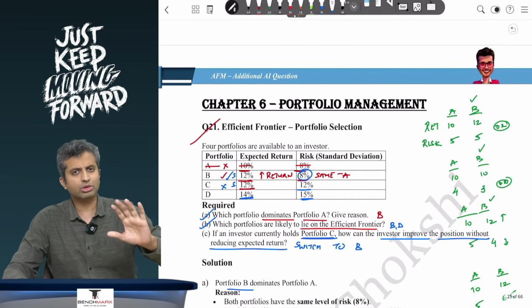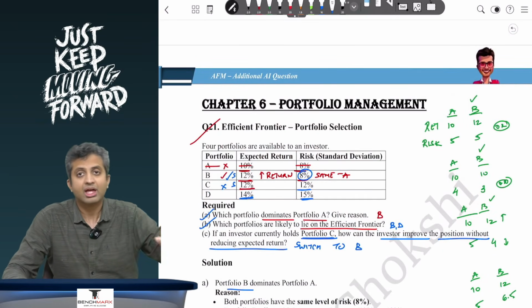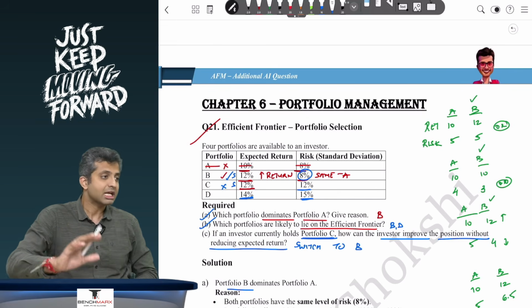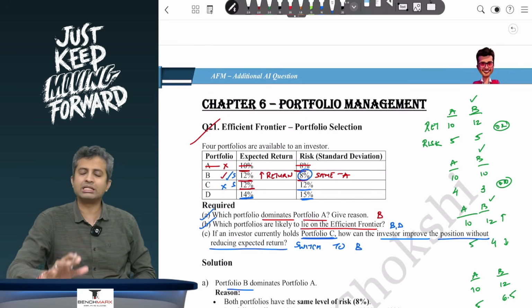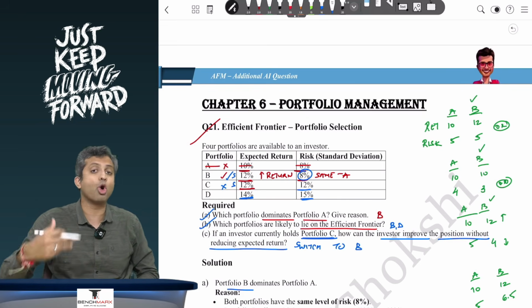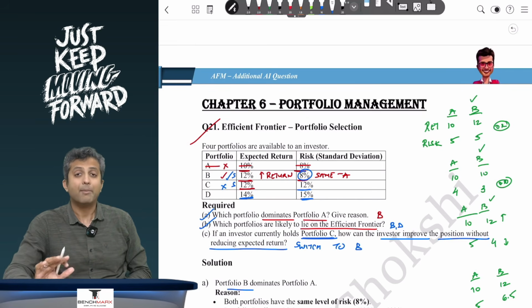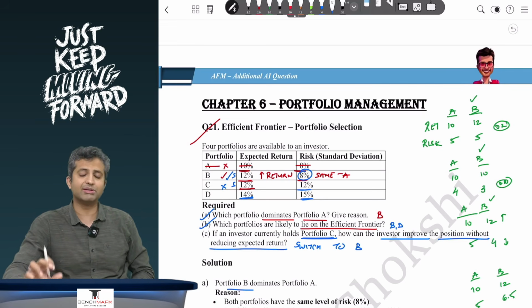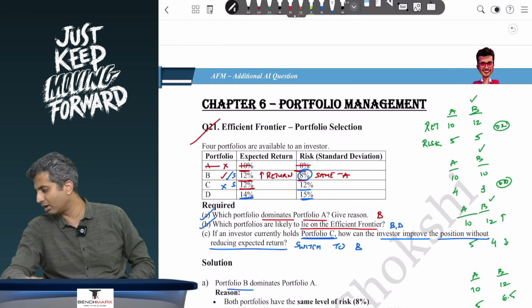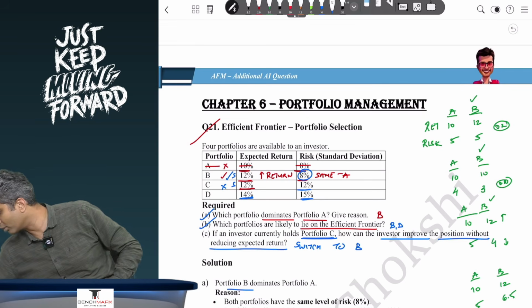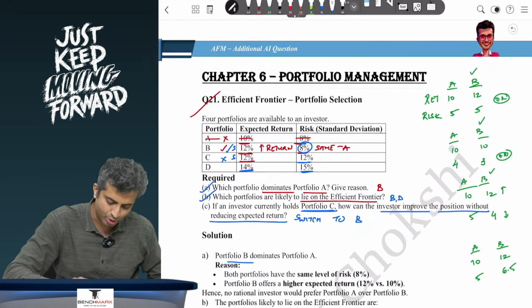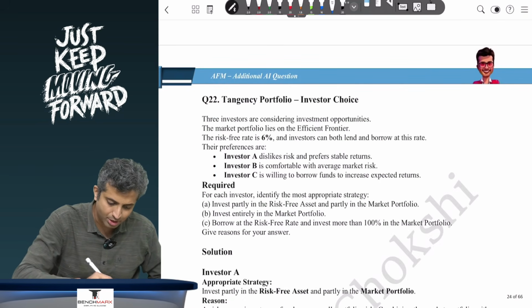Sometimes the institute calls this a theory of dominance. Sometimes it calls this the efficient frontier concept. So if the question comes saying efficient frontier, you don't have to panic. It is the same principle and same concept that you apply for the theory of dominance, or common sense, basically. Whichever portfolio, based on the mean and standard deviation, is dominating, that is a more efficient portfolio. So this will give you question number 21. Next, you go to question number 22.